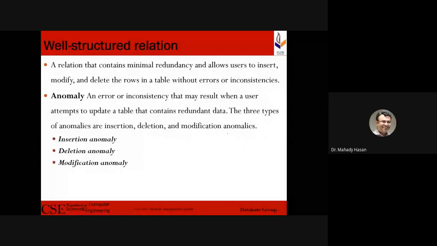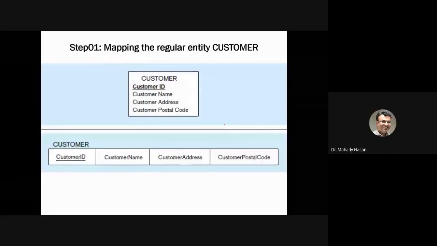Now let's move to the main rules of conversion of ER diagram to relation. So now we are converting the ER diagram to relation. How can we make the entity relationship diagram and convert it into relation? First of all, let's assume we have an entity called customer, where customer ID, customer name, address, and postal code are all attributes.